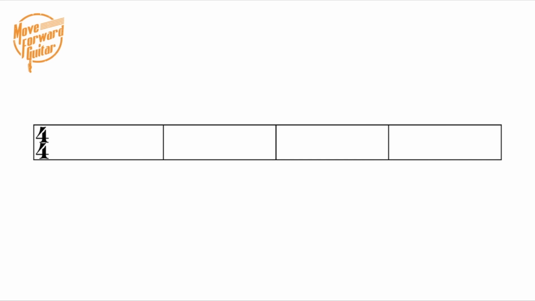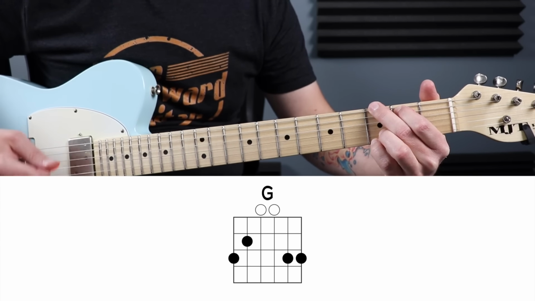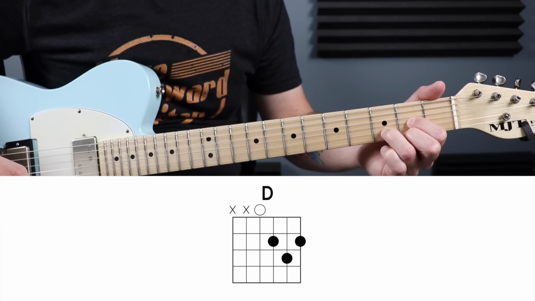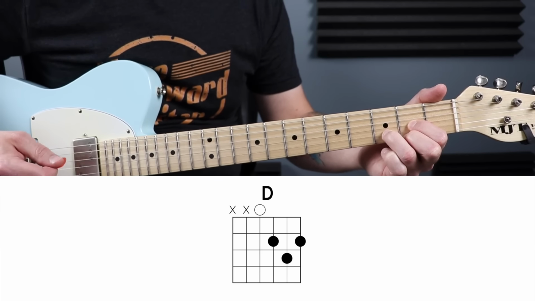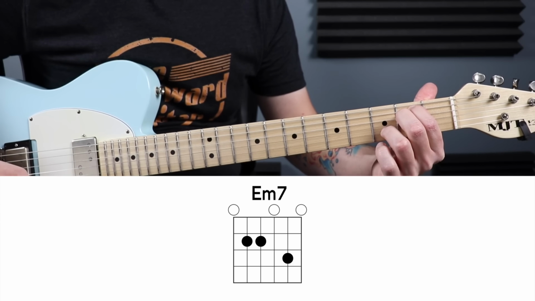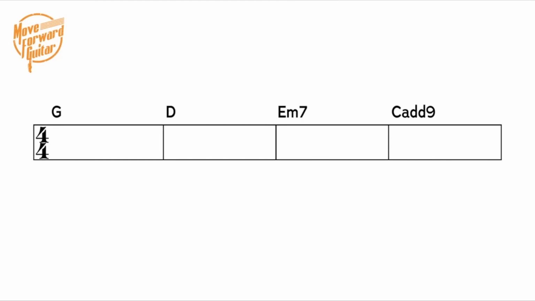So now we're going to take 4 bars of music, and instead of just playing E minor the whole time, we're actually going to play a chord progression. And the chord progression we're going to play is G, D, E minor 7, C add 9, which is a really common chord progression. So for the first bar, we're playing a G chord. For the second bar, we're playing a D chord. For the third bar, we're playing an E minor 7 chord. And for the fourth bar, we're playing a C add 9 chord.